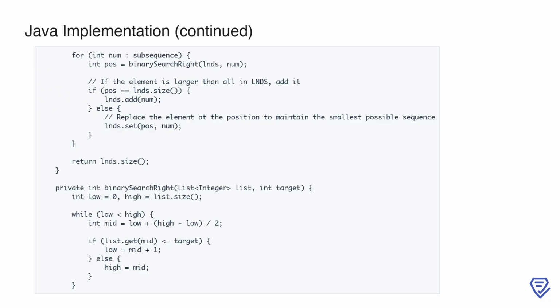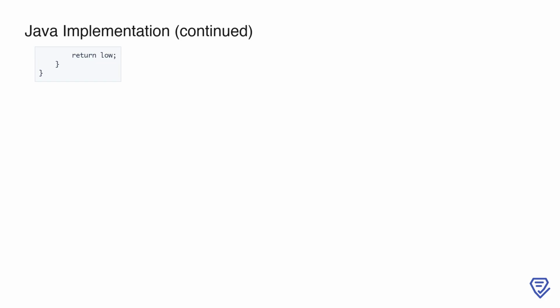Now, let's look at the details of the binary search right method, which is used to determine the position of a number within the LNDS. The binary search right method performs a binary search on the given list to find the correct position for the target value. It initializes two pointers, low and high, to define the search range. The method iterates while low is less than high, calculating the middle index and comparing the value at this index with the target. If the value is less than or equal to the target, it narrows the range to the right half by updating low. Otherwise, it narrows the range to the left half by updating high.